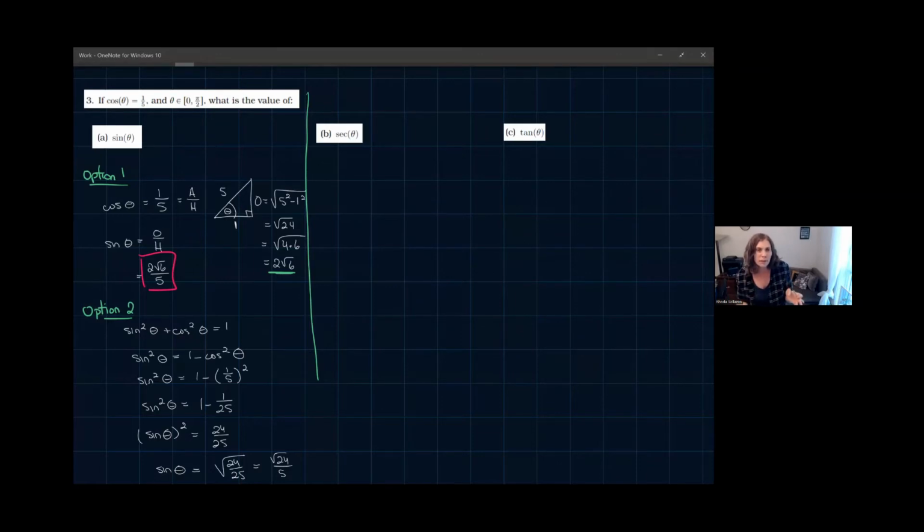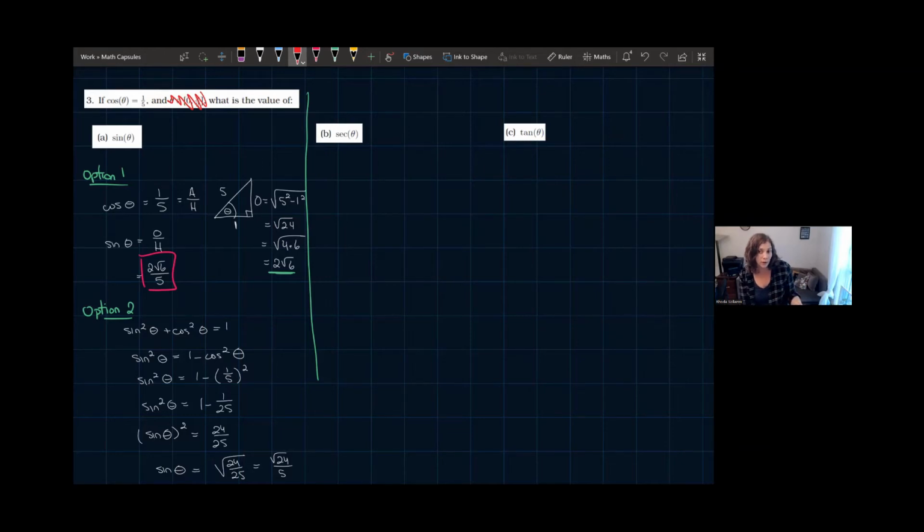Now, I should just mention something. There was actually a typo in the original question. I didn't include this part originally, and that's very important. So the reason why this is working is because in the question, we know that the angle is between 0 and pi over 2. Why is that important? Well, it tells us that sine and cosine are both positive. So just so you know, if I didn't have that part of the question, I could still find sine, tan, cotan, whatever I need using this triangle method, but I wouldn't know if my answer should be positive or if it should be negative. That would depend on what quadrant my angle is actually in.